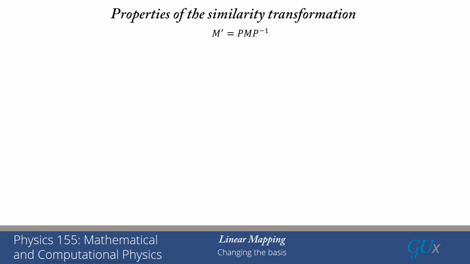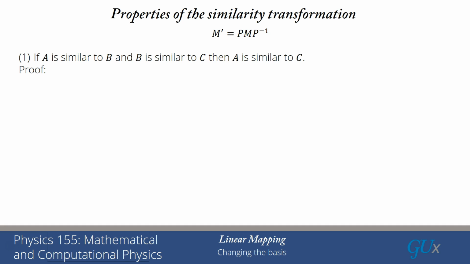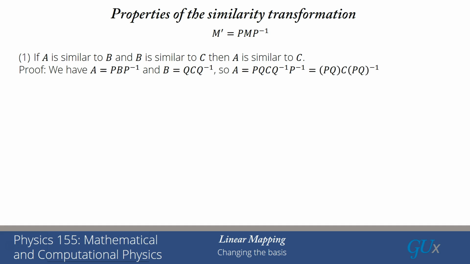All right, let's look at the properties of these similarity transformations. The first one is if A is similar to B and B is similar to C, then A is similar to C. Let's see how we prove that. Well, we have A is equal to P B P inverse because A is similar to B. Similarly, B is equal to Q C Q inverse because B is similar to C.